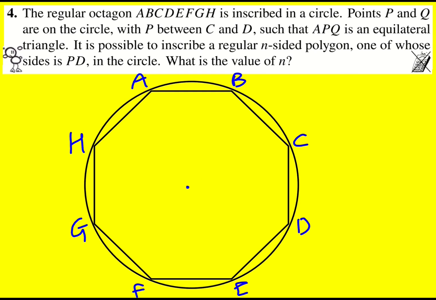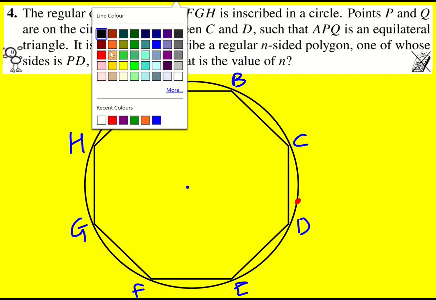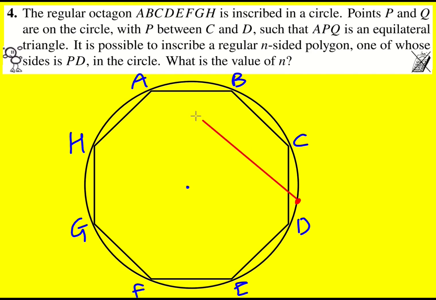And then we also have APQ as an equilateral triangle where P is between C and D. So I don't know where it is. Maybe I could stick it halfway, but maybe I'll just stick it over like that. I don't think it matters actually. I think that's kind of the point of this question.